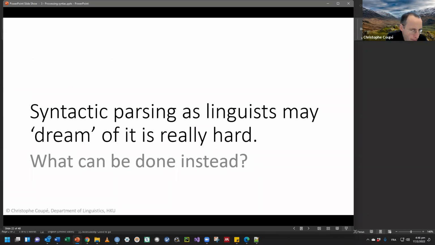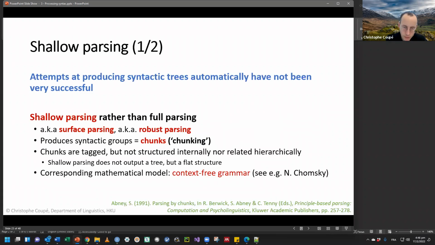In a nutshell, syntactic parsing, as linguists may dream of it, is really hard. But maybe you don't need it anyway. So what can be done instead? Since attempts at producing syntactic trees automatically with computers have not been very successful, computational linguists have come up with something else, something simpler. They call it not full parsing.